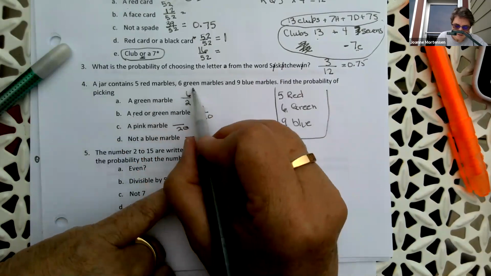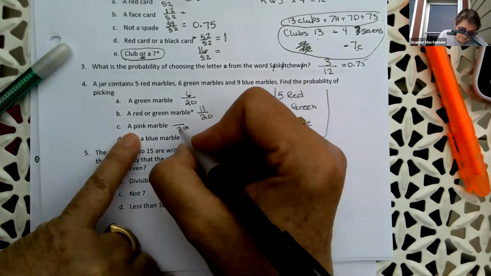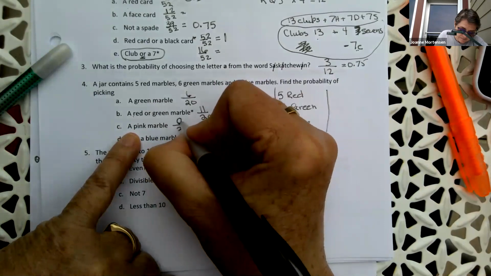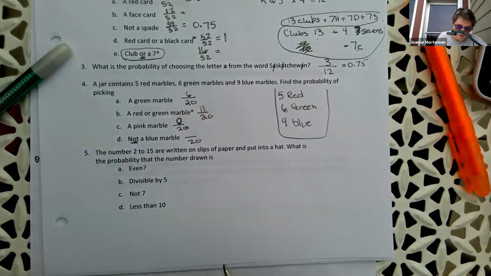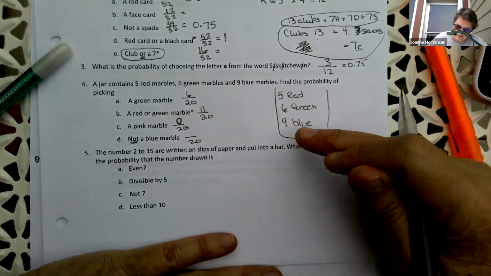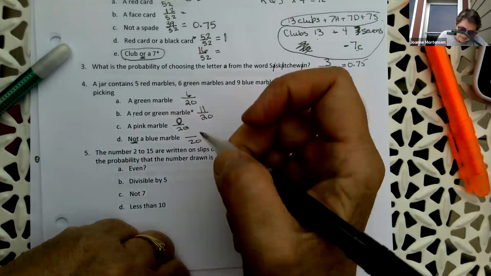Red marble, green marble. Okay, being tricky again. How many pink marbles are there? 0. Now, not a blue one. So we can't count these. I'm just going to leave us another 11 again.